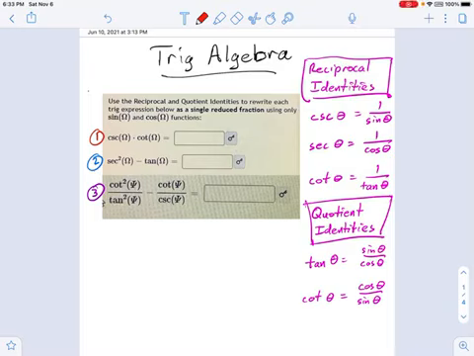Now that we've got some of the basic algebra of trigonometric expressions under our belt, we know how to multiply, divide, add, subtract, factor. We know how to do all that basic algebra stuff with trig. It's time to start getting into identities. And what identities are is they're basically little formulas that you can use when it's useful to simplify trigonometry.